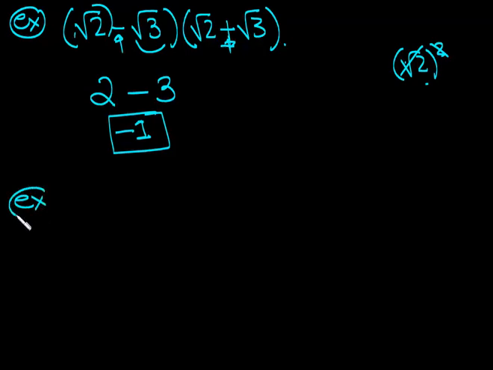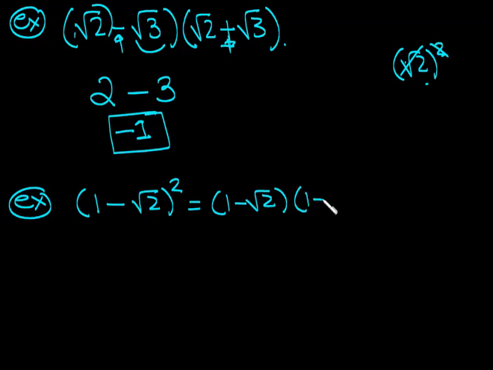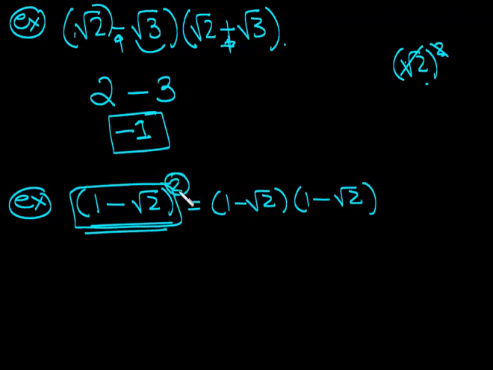Sometimes you could have something a little bit more complicated. You could have 1 minus square root of 2 squared. That is the same thing as 1 minus square root of 2 and 1 minus square root of 2. I take the base, which happens to be this complicated thing, and square that. Okay. Now these are not conjugates. They're two identical things. Conjugates are when the two terms are identical except for the sign in the middle.